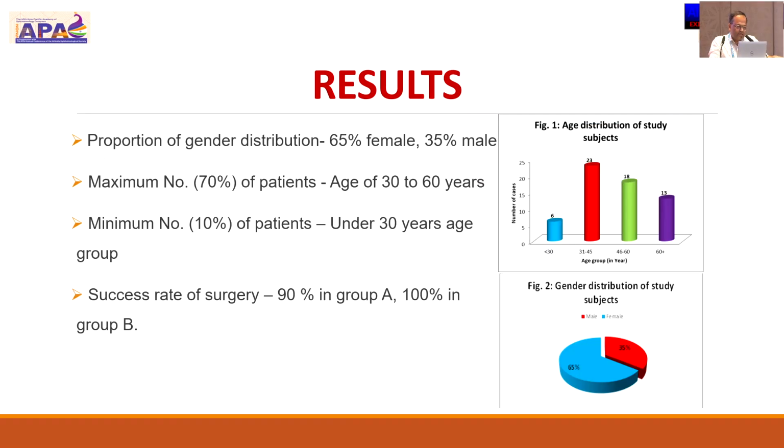The results. The proportion of gender distribution was 65% females and 35% males. Maximum number, 70% of patients, lie between the age of 30 to 60 years. Minimum number, about 10%, were under 30 years of age. The success rate of surgery in group A was 90%, while in group B it was 100%.